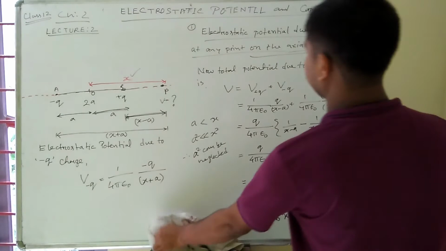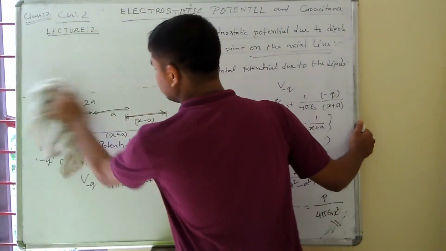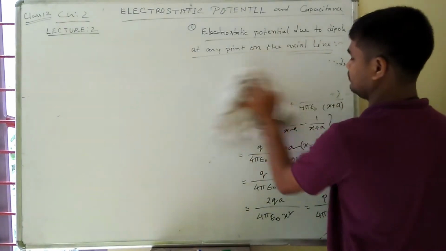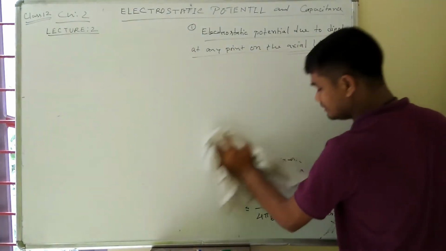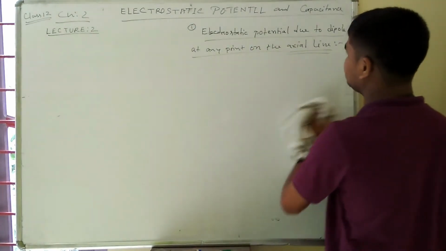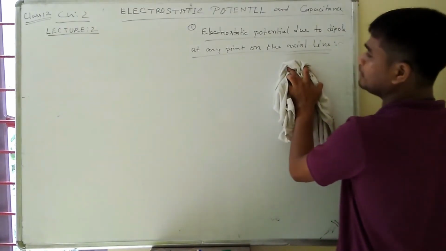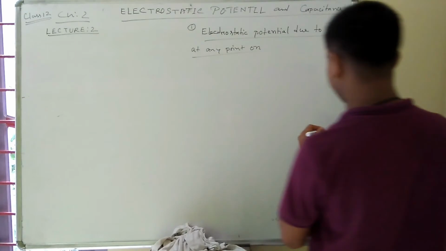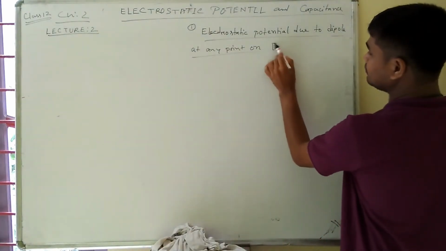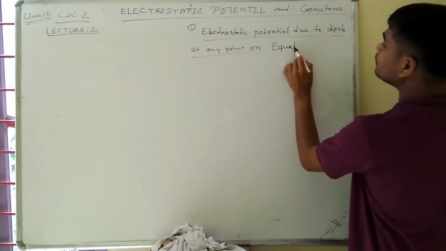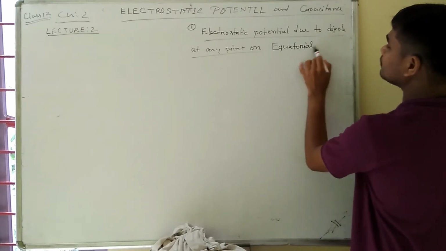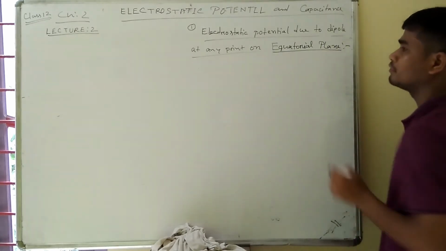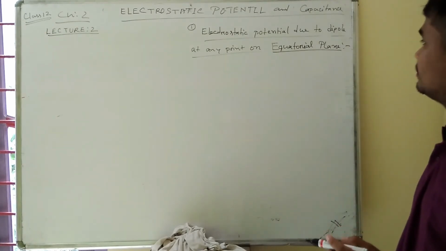Okay. Now we will discuss the electrostatic potential due to a dipole at any point on the equatorial plane. On the equatorial plane we will discuss.